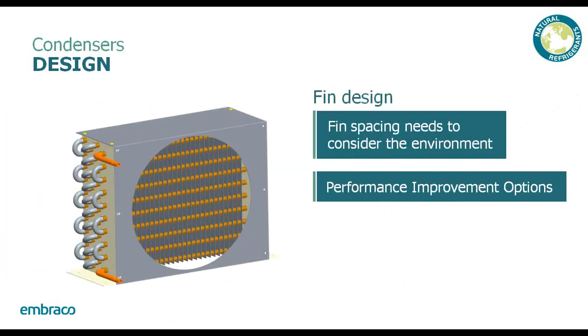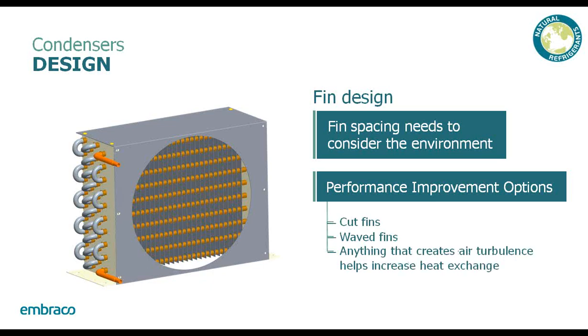Moving on to fins. Your fin spacing needs to be considerate of the environment you're going to be in. For example, if you're in a relatively clean environment, 12 fins per inch may work well for you. However, if you're in an area with pet hair or lots of dust, you may want to look at 8 fins per inch and lower. This will help avoid any clogging of the condenser and keep the condensing pressure as low as possible.